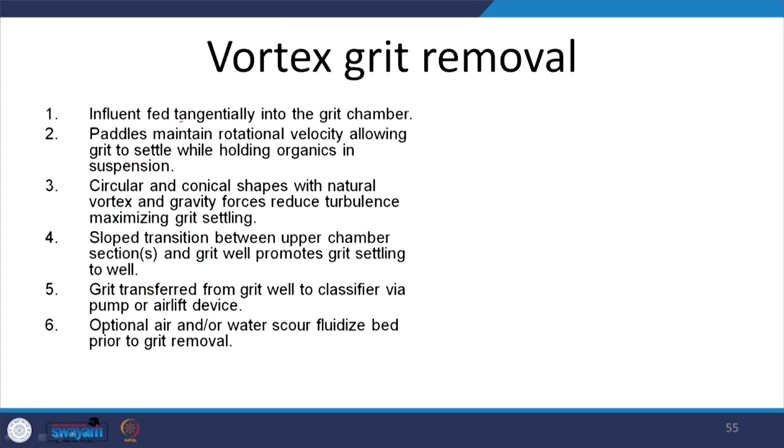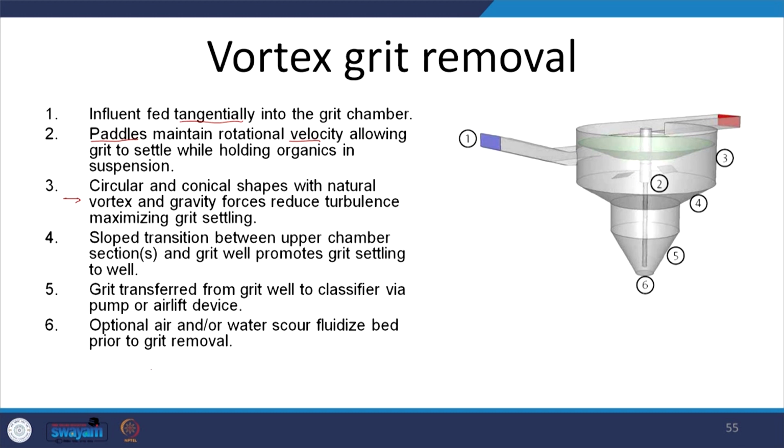So, let us just look at the main points. Influent is fed tangentially, you want to have the vortex. Paddles are used to maintain the rotation velocity. Circular and conical shapes are used, obviously, to reduce turbulence and maximize grit settling. Let me move on to the relevant pictures. So, inlet and outlet, I think I have a better picture, but here we see the relevant shapes corresponding to the location in the vortex unit.